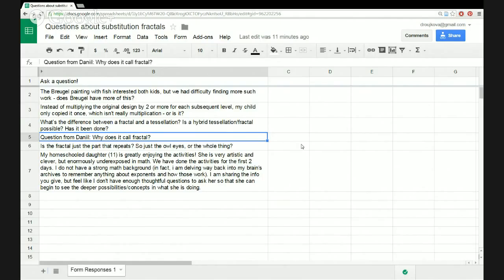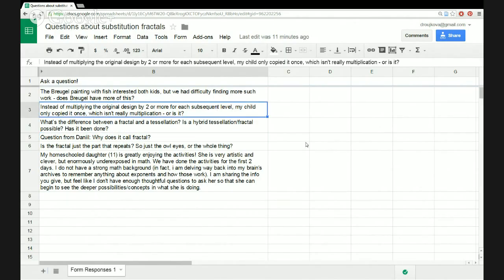For example, the shore of England has a fractional dimension of something like 1.2, and the shore of North Europe that has a lot of fjords has a fractional dimension that's higher, something like 1.5 or 1.7. So you can explore it, you can find it online, and I am going to go to the next question, which I really love. Instead of multiplying the original design by 2, my child only copied it once.